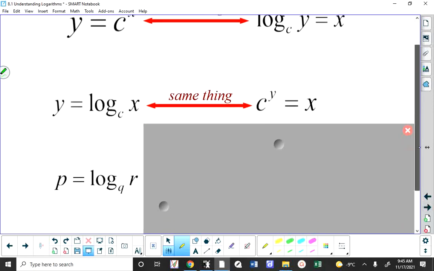If I said rearrange this, p equals log base q of r, I want you to write down what r is equal to right now, someplace. If you can write it down in your head and remember it, then that's fine. What would r be equal to?